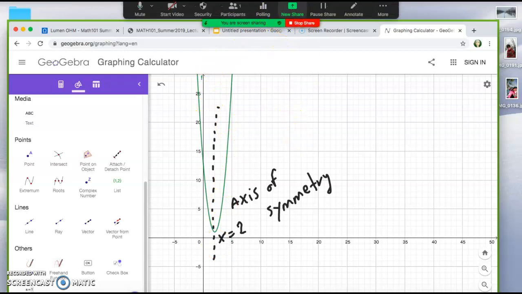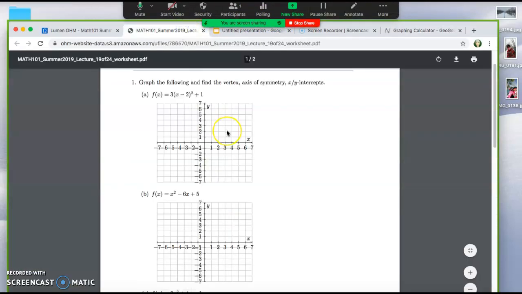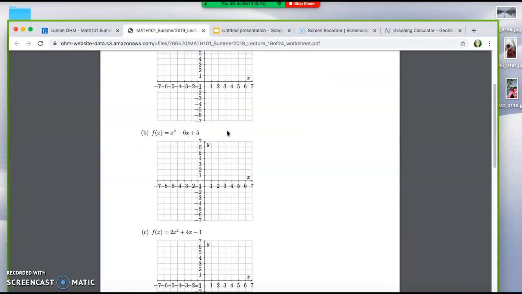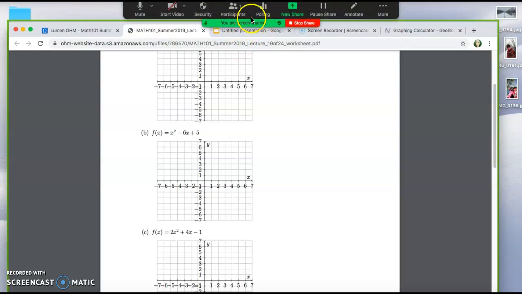Okay, let's move on. Now let's take a look at letter B. We have the function f of x equals x squared minus 6x plus 5. Again, we need to find the vertex, the axis of symmetry, and the x and y intercepts. So let's go ahead and do that.